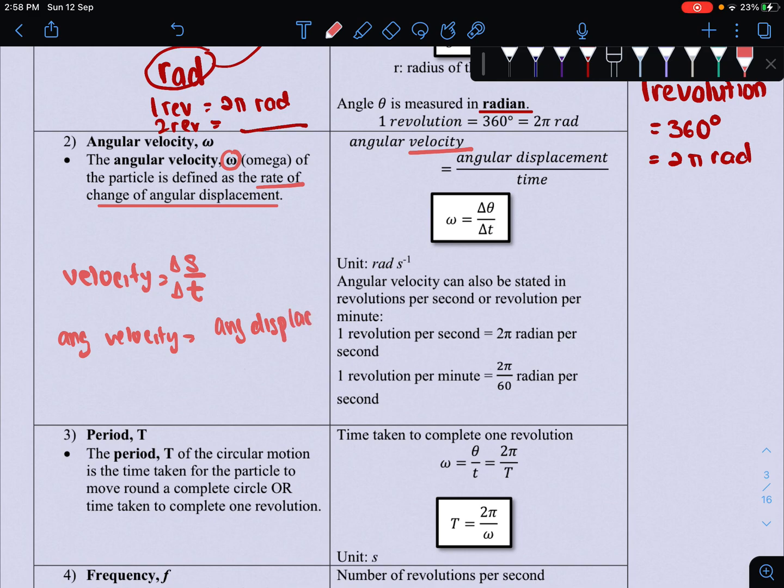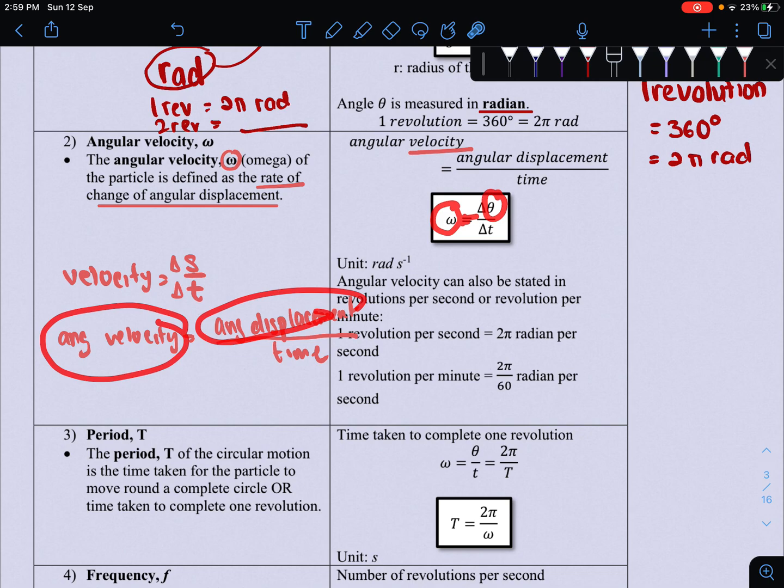Masa tak boleh ada di angular, masa adalah linear sahaja, satu jenis sahaja, so dia akan terus jadi time sahaja. Alright, so the symbol that we associate for angular velocity adalah omega. Omega is equals to angular displacement, kita dah tengok tadi, iaitu theta over delta t.